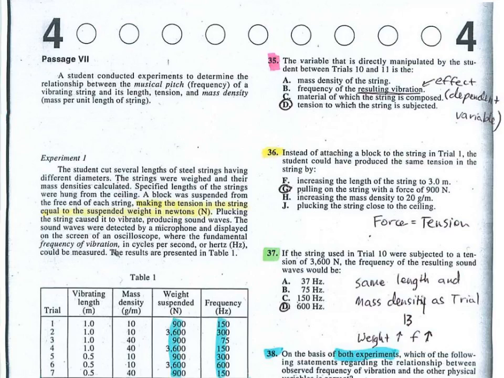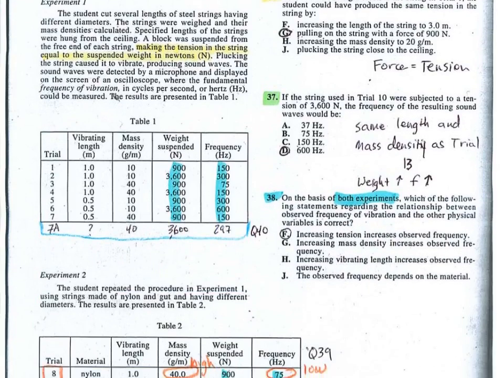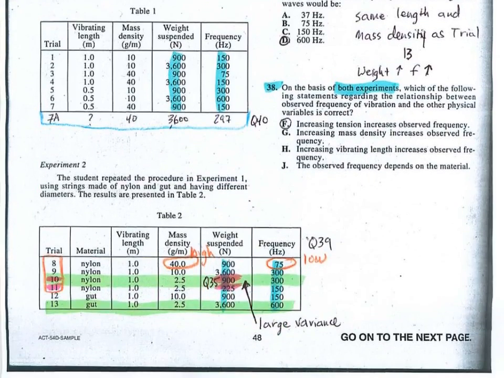For question 35, the answer is D. If we refer to Table 2 and compare trials 10 to 11, we notice that all the variables are constant except weight suspended and frequency. Although frequency is different, 300 and 150, weight suspended has a much greater variance of 900 and 225.